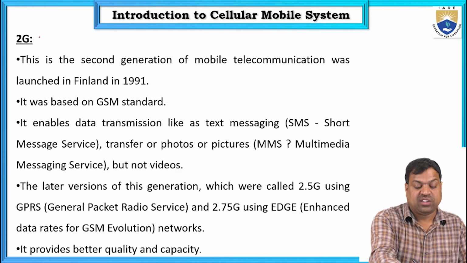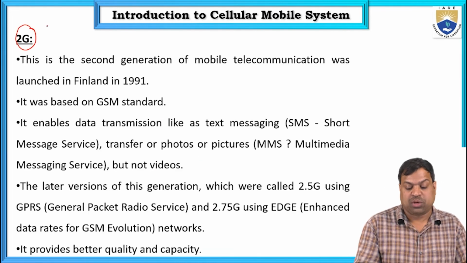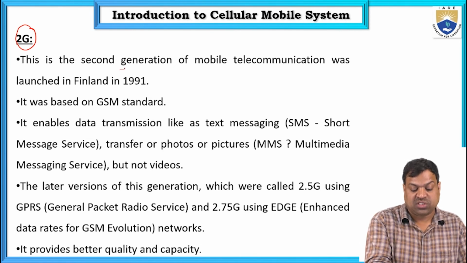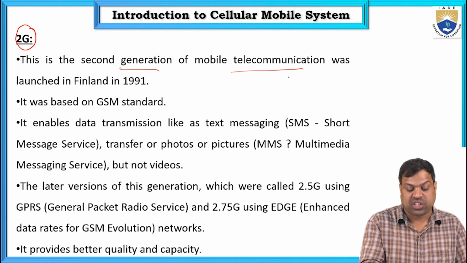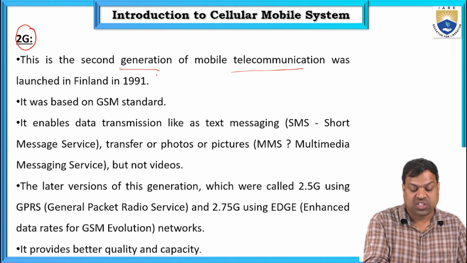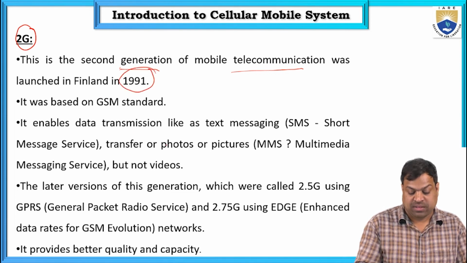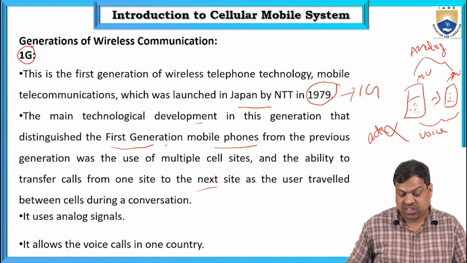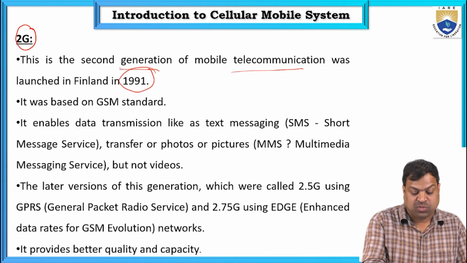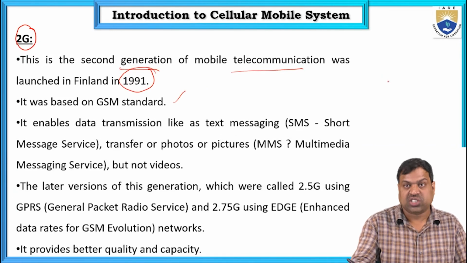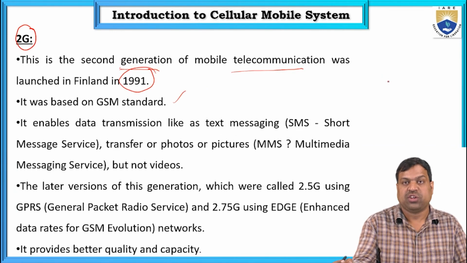Another is the second generation of mobile communication. The second generation mobile telecommunication was launched in 1991, while the previous first generation was in 1979. It was based on the GSM standard. GSM means SIM cards. The SIM cards we are using now are GSM technology.